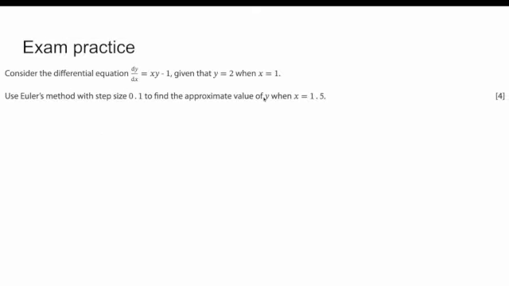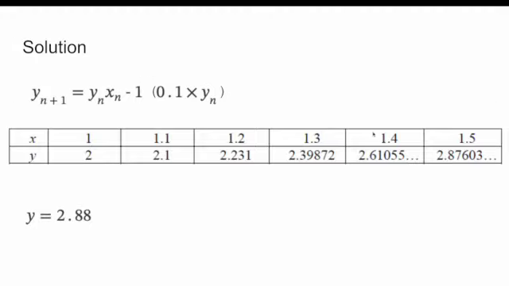We're looking for the value of y when x is 1.5. On this table, we read at x equals 1.5, so we get y equals 2.87603, which means that to three significant figures, y is 2.88. So that's how you would solve a question like this.